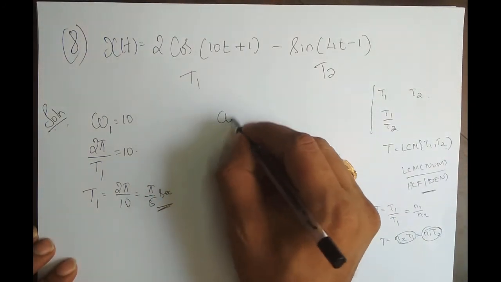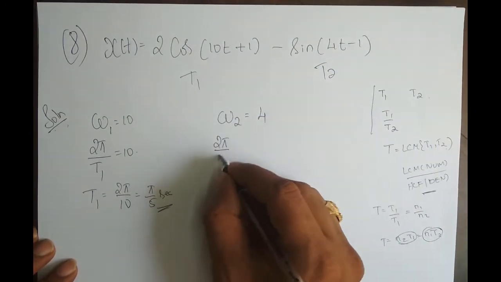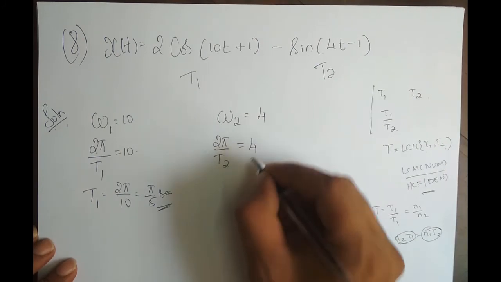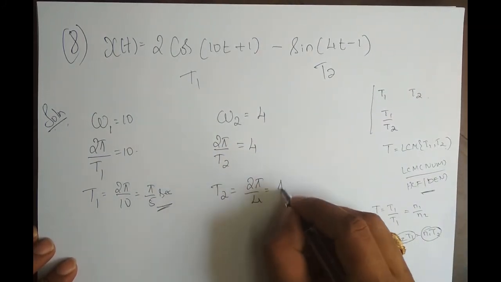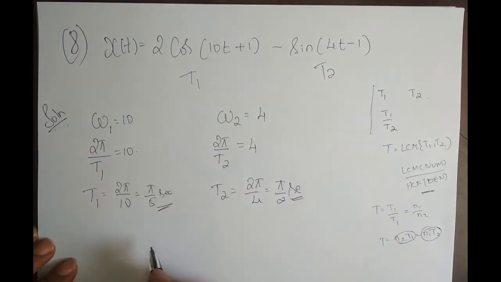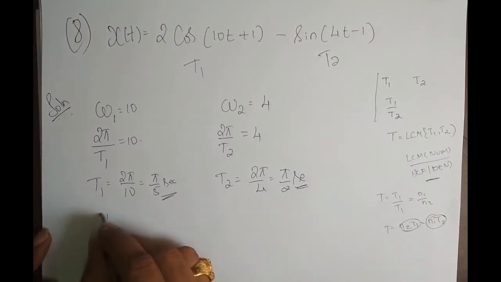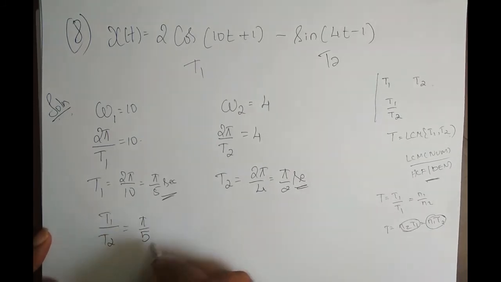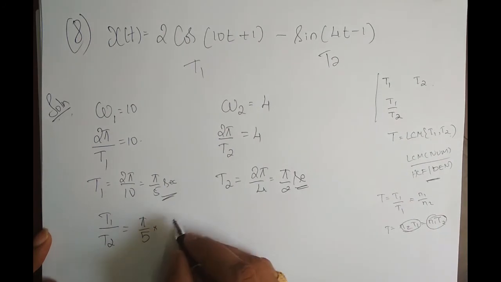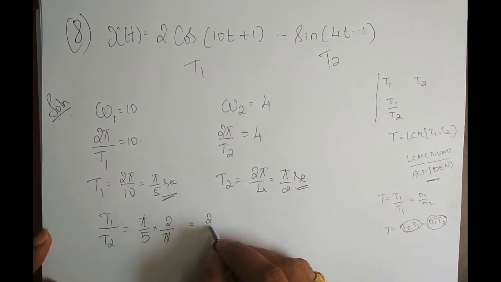Similarly, omega 2 is equal to 4, and in terms of fundamental period it is 2 pi by T2 equal to 4, so T2 is 2 pi by 4, which is equal to pi by 2 second. So T1 is pi by 5 second, T2 is pi by 2 second. Now I have to check the ratio. T1 by T2 is pi by 5 divided by pi by 2, so I take it to the numerator, it is 2 by pi. Pi cancels out, and I end up with 2 by 5.